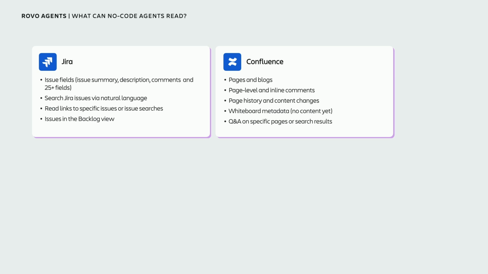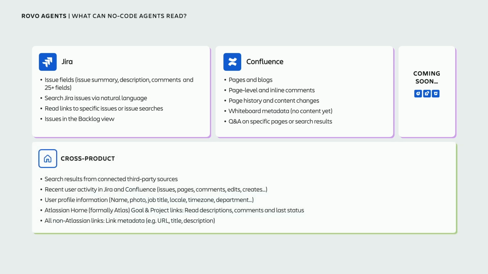At the moment, you can't read the whiteboard contents, but you can read whiteboard metadata. Jensen and myself have got a big backlog to support all the other content types in Confluence and databases too, looking at some database fans. And you can also ask it questions and answers about specific pages. On this page, did someone do this? Rovo will continue to support more and more products as you grow. So Compass is on the list, Bitbucket, and so forth.